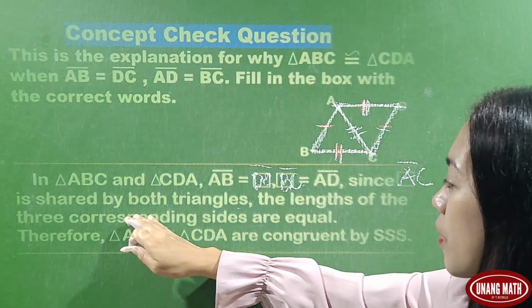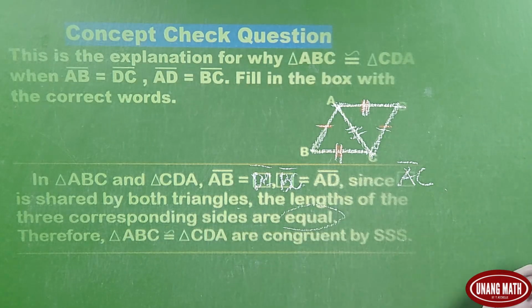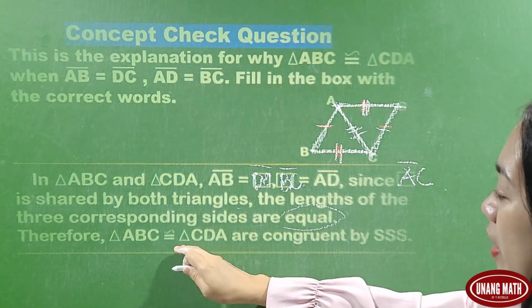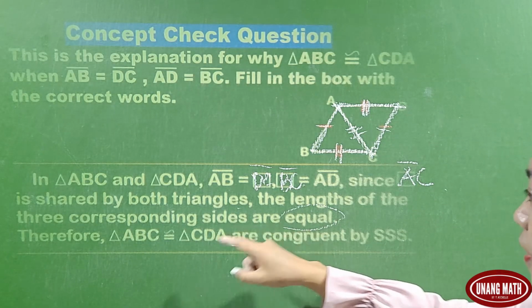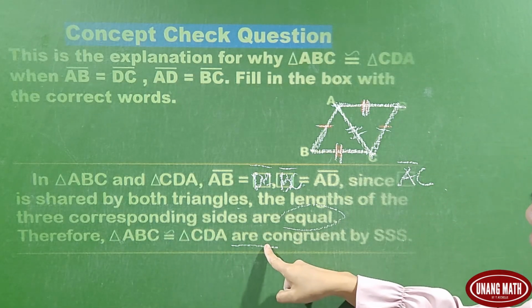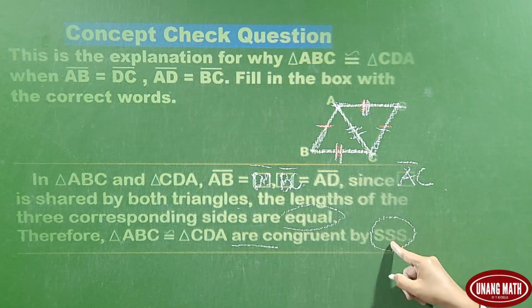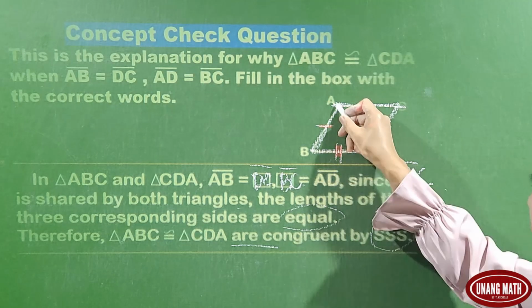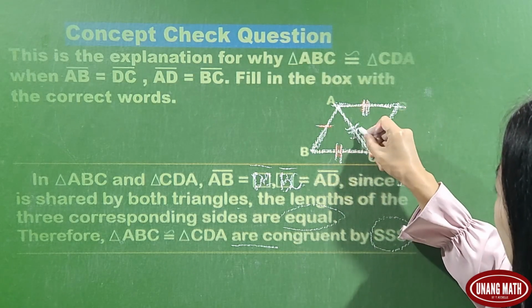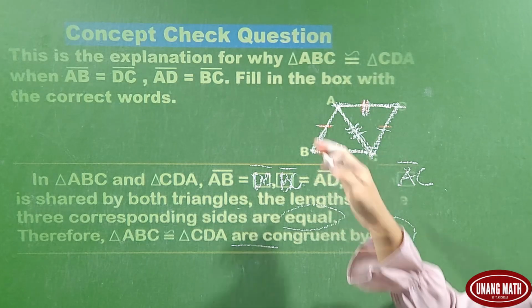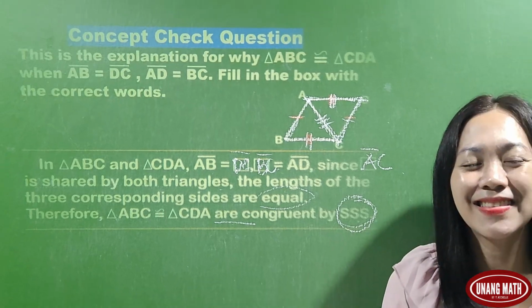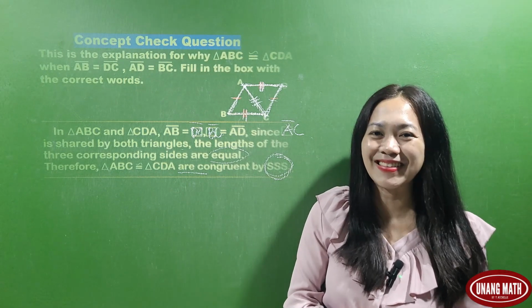So the lengths of the three corresponding sides are equal. Therefore, triangle ABC is congruent to triangle CDA, and these are congruent by SSS congruence. So this side and this side are equal in measure, so they are congruent by the SSS condition.